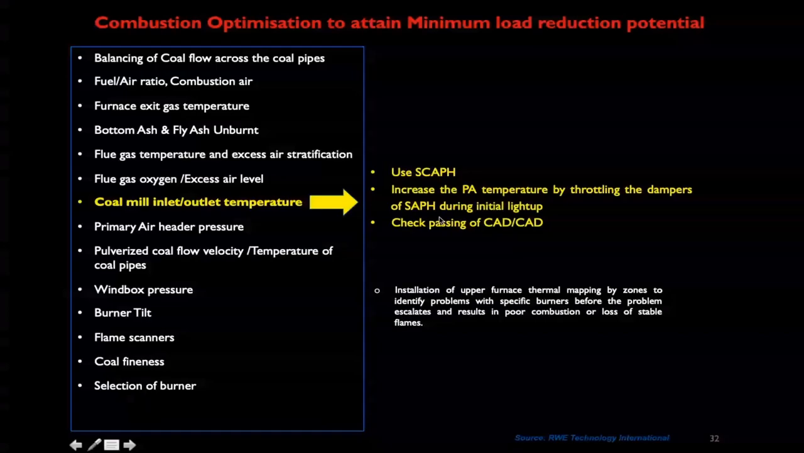Again, operational practices: initially when you light up your unit, throttle your secondary air dampers, secondary air preheater dampers, and increase the primary air preheater temperatures. That is included in the procedures. First of all, you need to keep your dampers operative. Many places I have seen that these dampers are simply not operative. Well, these are very small steps that you can take for improving your startup time.